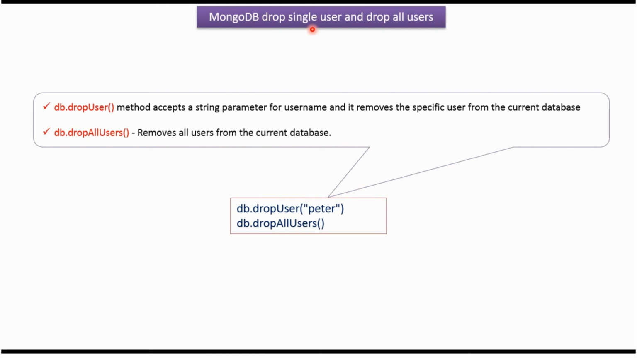In this video tutorial I will explain how to drop a single user and how to drop all users from the Mongo database. From the current database, if you want to remove only one user, then we can use the dropUser method, which accepts a username. If you want to remove all the users from the current database, we can use the dropAllUsers method. We will see the sample now.